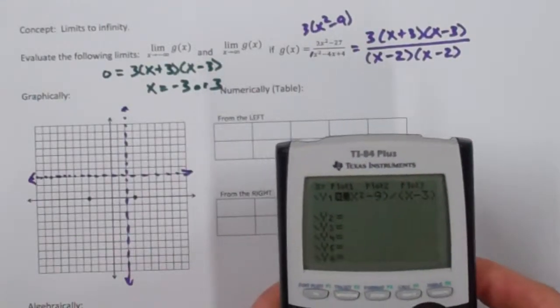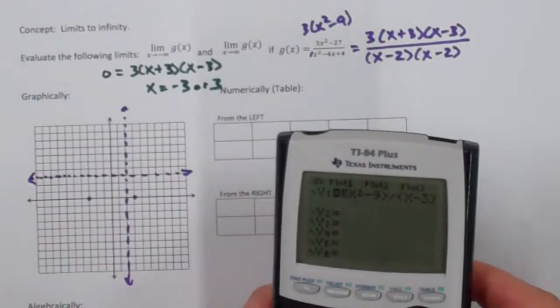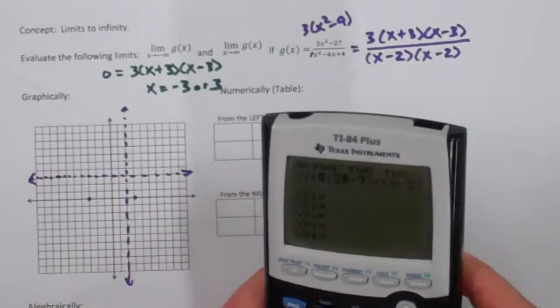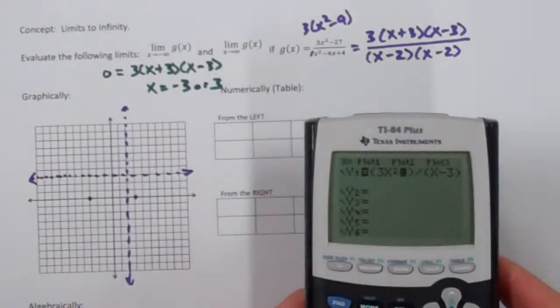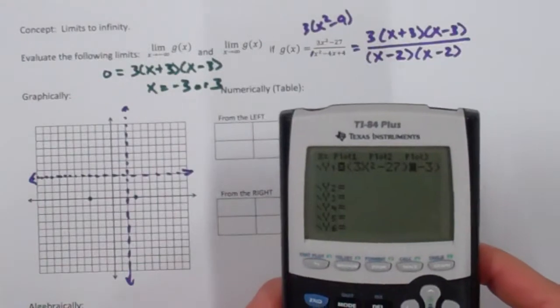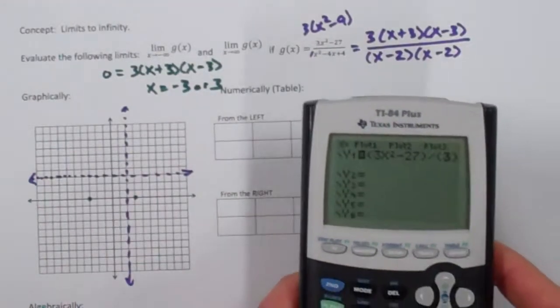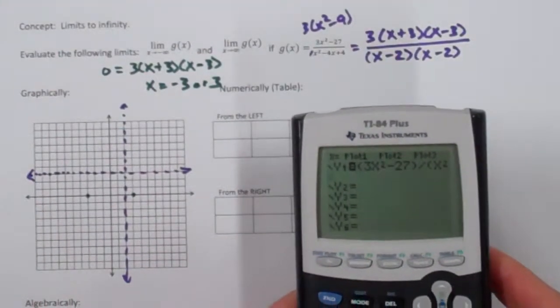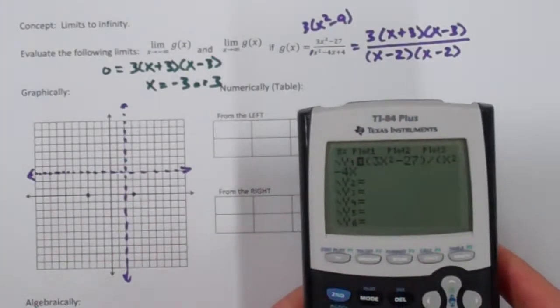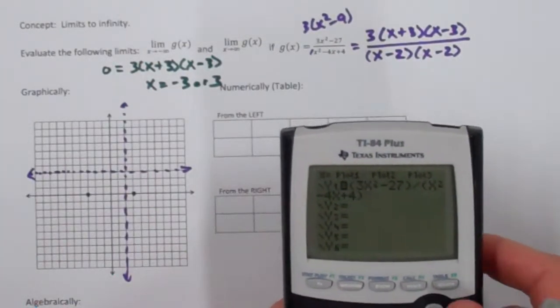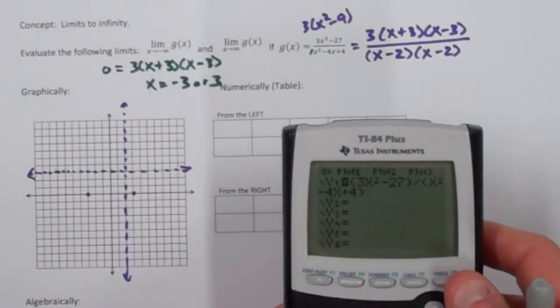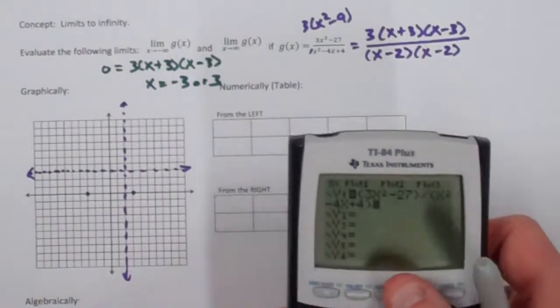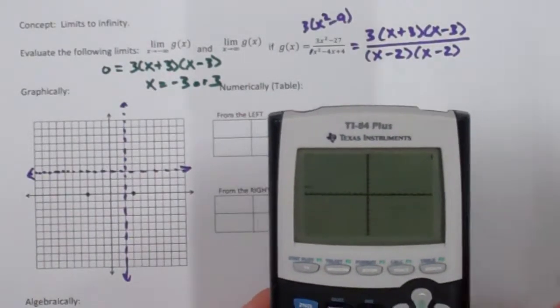I like to go to my graphing calculator at this point and see what the function looks like. So we can go right to our starting point here and just type in 3x squared minus 27, and that'll be divided by x squared minus 4x plus 4. And remember to include parentheses both in the numerator and denominator. So we'll go zoom 6 here.